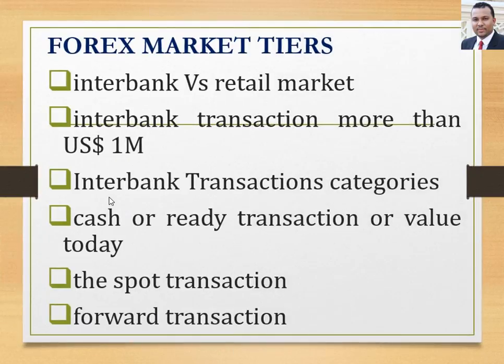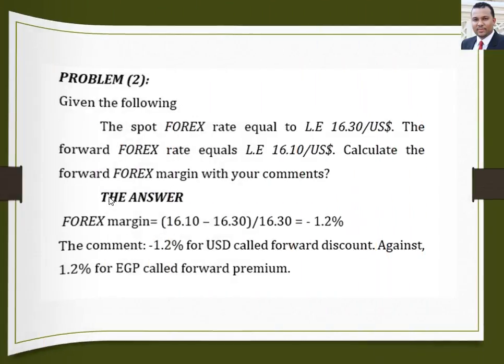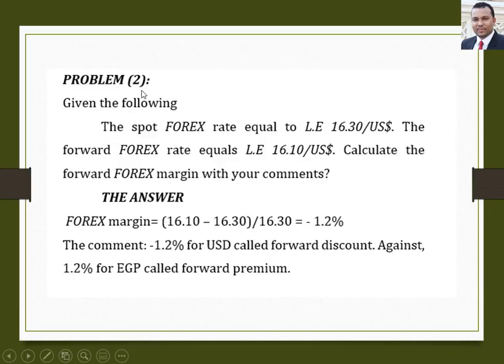Another relationship between currencies. For example, this is problem 2. The spot forex rate is 16.3 Egyptian pounds per US dollar. The forward forex rate equals 16.1 Egyptian pounds per US dollar. So what about the forward forex margin, with your comments? Margin equals the difference between forward and spot divided by the spot, which in our example equals negative 1.2%.